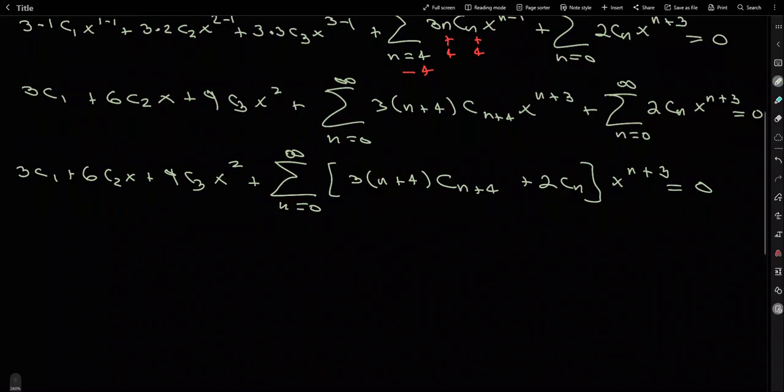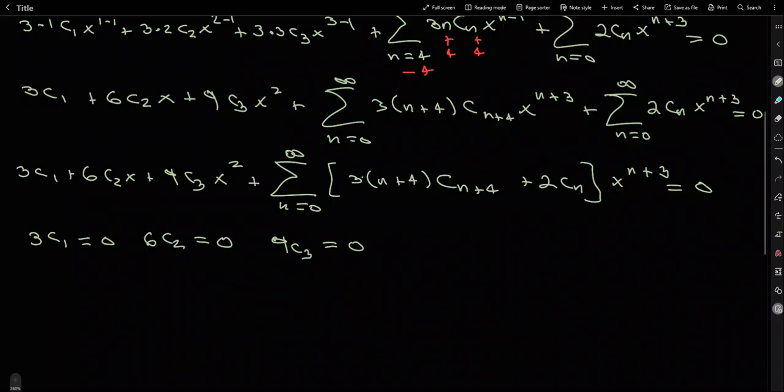Now, here's how we're going to equate coefficients. Notice the right-hand side of the differential equation is all 0. So that means the constant 3c1 is equal to the 0 constant. The coefficient of x to the first power, 6c sub 2, equals the coefficient of x to the first power on the right, but there's nothing, that means it's 0. Also, the coefficient of the quadratic term on the left equals the coefficient of the quadratic term on the right, which also happens to be 0. That is 9c3 equals 0.